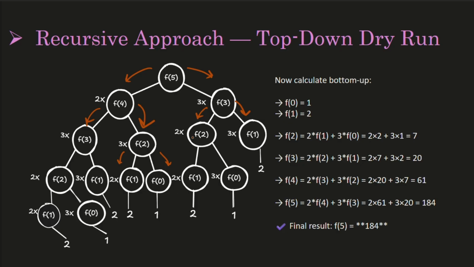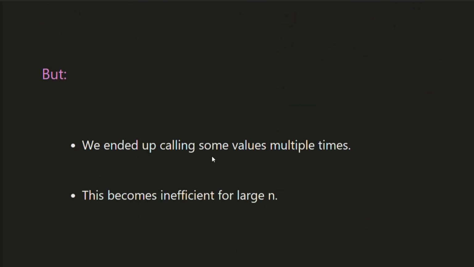Now use base values. f of 1 equals 2. f of 0 equals 1. f of 2 equals 2 times 2 plus 3 times 1 equals 4 plus 3 equals 7. f of 3 equals 2 times 7 plus 3 times 2 equals 14 plus 6 equals 20. f of 4 equals 2 times 20 plus 3 times 7 equals 40 plus 21 equals 61. f of 5 equals 2 times 61 plus 3 times 20 equals 122 plus 60 equals 184. Final result, f of 5 equals 184.